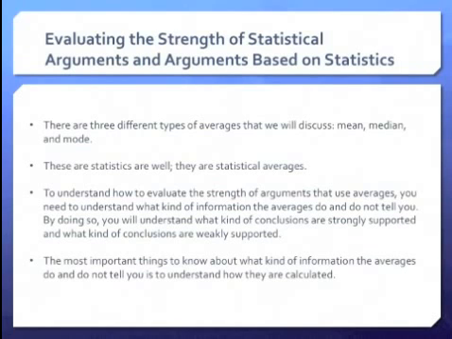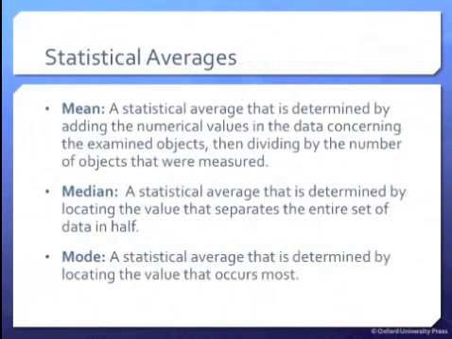And fourth, the most important thing to know about what kind of information the averages do and do not tell you is to understand how they are calculated. As mentioned, there are three types of statistical averages: the mean, median, and mode. The mean is a statistical average that is determined by adding the numerical values in the data concerning the examined objects, then dividing by the number of objects that were measured. The median is a statistical average that is determined by locating the value that separates the entire set of data in half. The mode is a statistical average that is determined by locating the value that occurs the most.